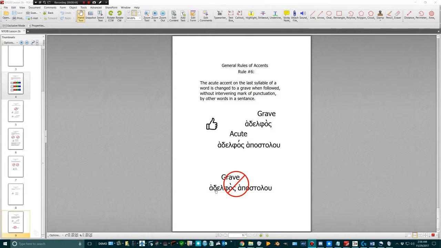Okay? And here's an example of what we cannot have. Adelphos apostolou. Notice I placed the grave above the omicron there. That cannot happen according to rule number 6.